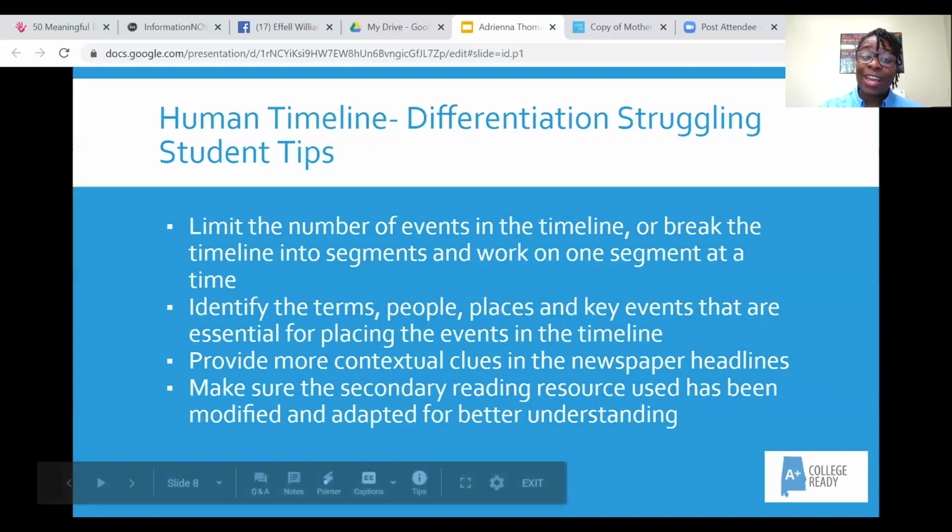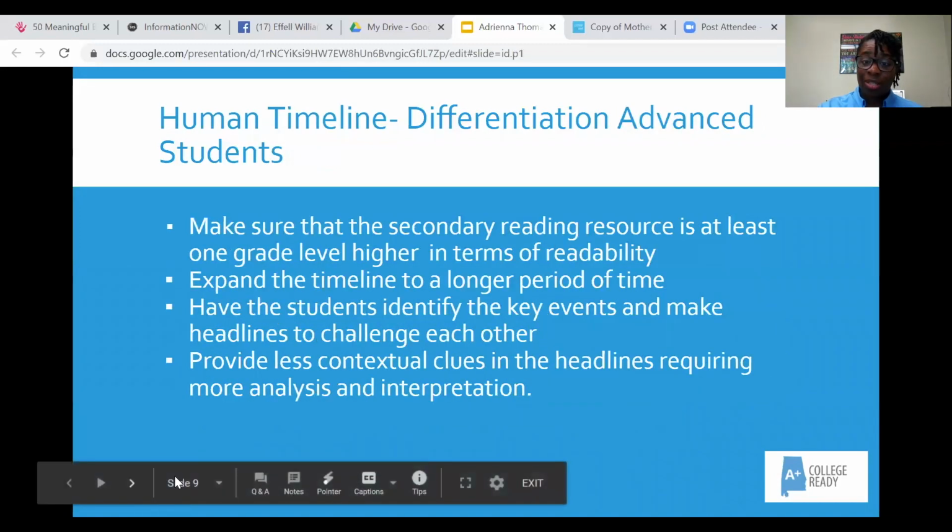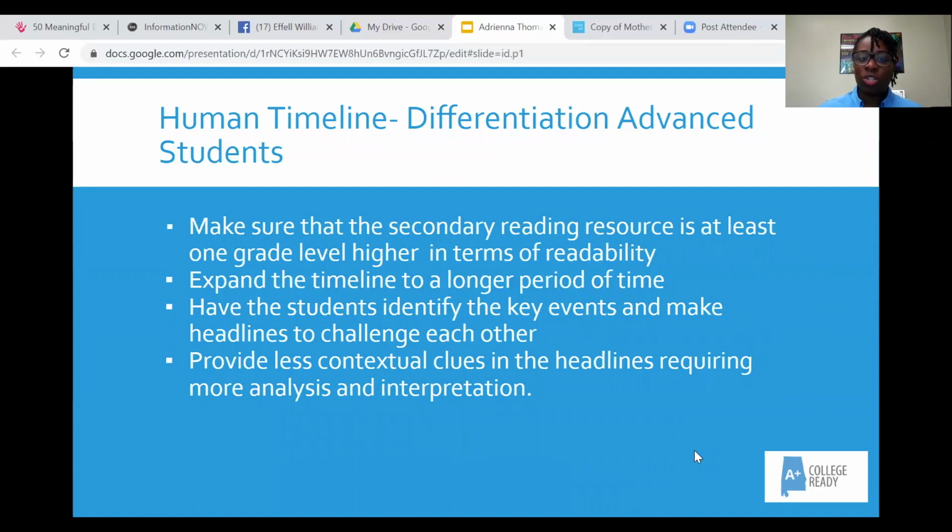Now, for your advanced students, these are for your students that you can stretch. Here are some tips that you can use for them. Make the secondary resource that they're reading at a higher grade level. This is where you're challenging them in their reading skills. You can expand the timeline. Don't just do 5, 10, or 15. Maybe give them 20 events.